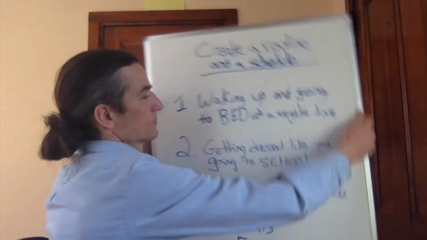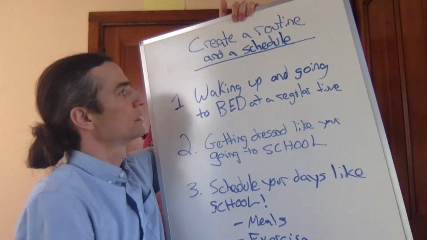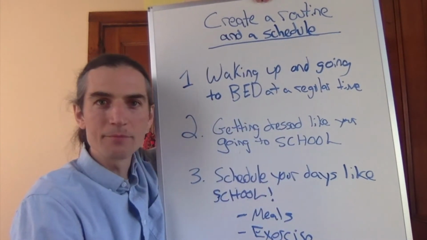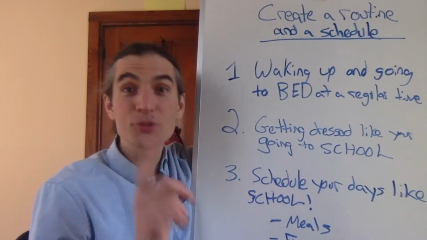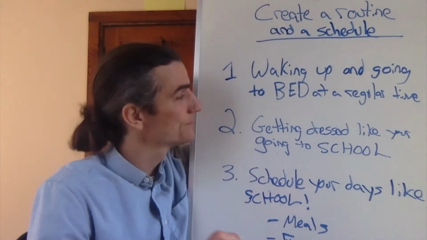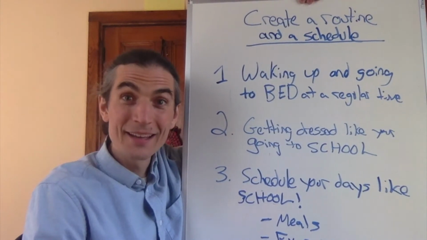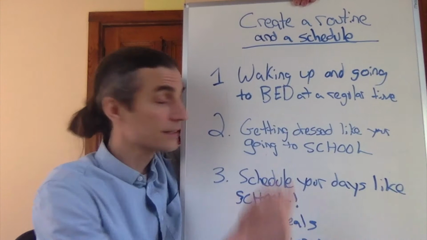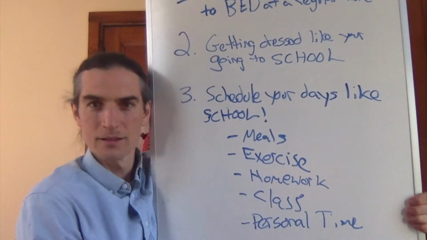So let's review this. We're going to create a routine and a schedule. One huge tip: waking up and going to bed at a regular time. Waking up at 4 p.m. is not a strategy for success. Second tip: getting dressed like you're going to school. The way you dress affects the way you work. Third: schedule your days like school.